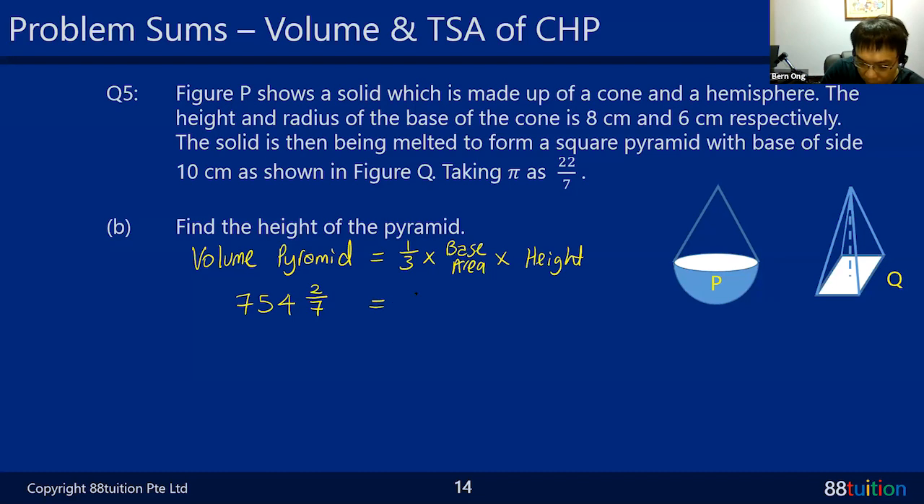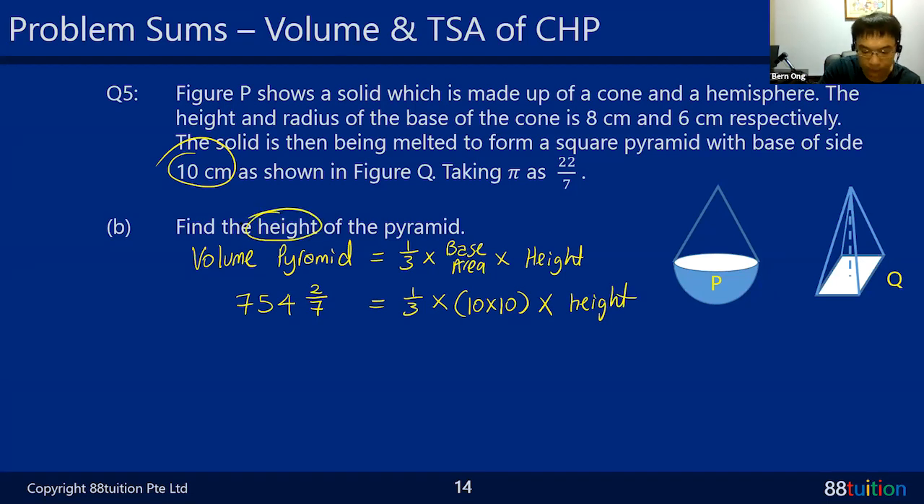So this volume is equal to 1/3. What is the base area of the pyramid? Yes, it's a square base and it is 10 cm. Very good. So the base area is 10 times 10. And the height, I don't know. Isn't that what you are supposed to find? You are supposed to find the height of the pyramid. So now what do you do? You've got all the information, only don't have the height.